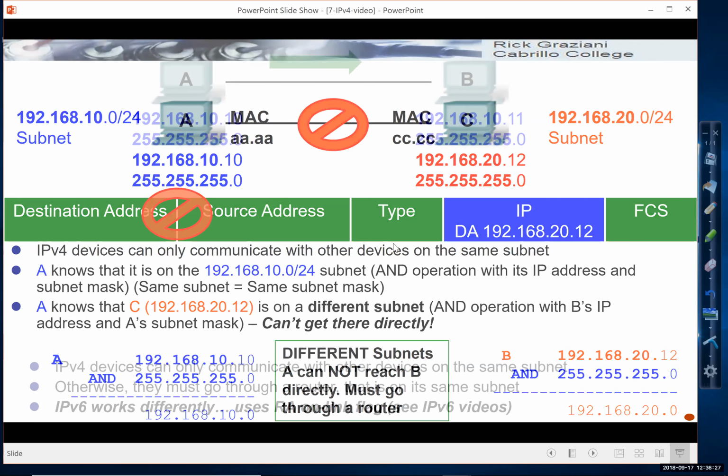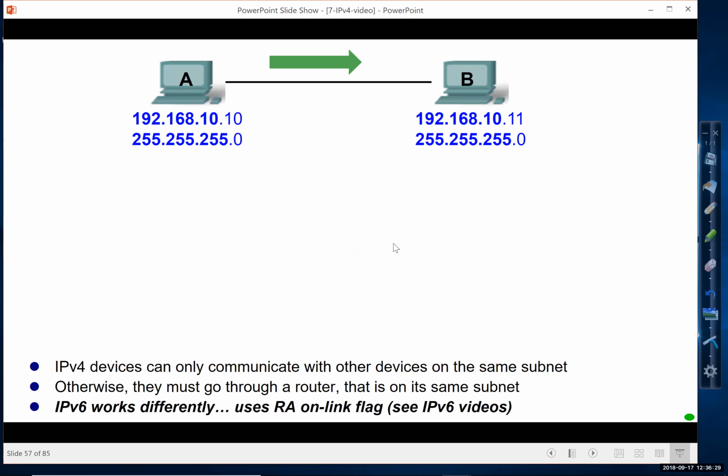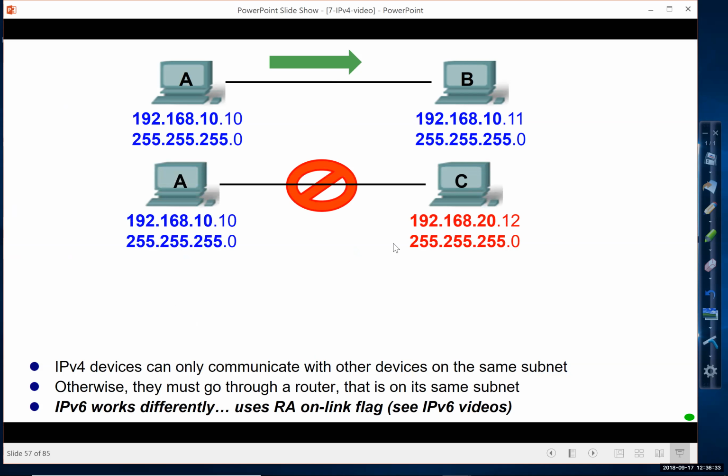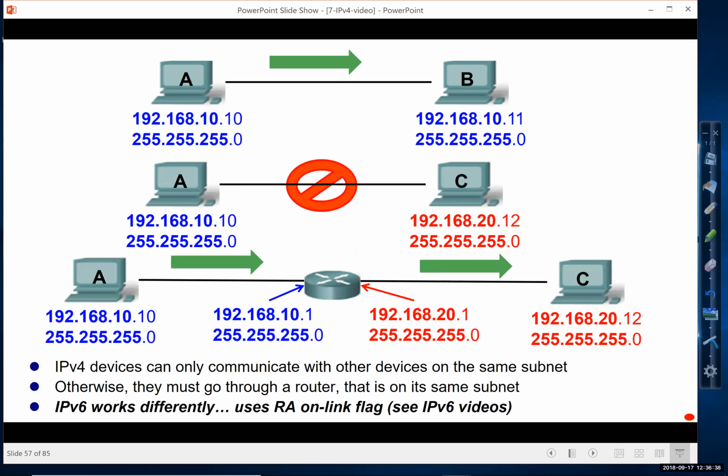Okay. So A can reach B directly if they're on the same network. But if they're on different networks, they cannot reach each other directly. This is where we involve the router, the default gateway. Okay, the packet will be sent to the destination MAC address associated with A's default gateway, the router's interface on that network.